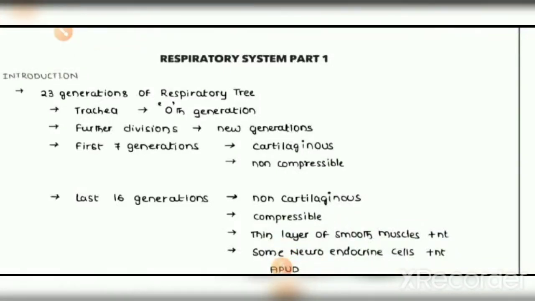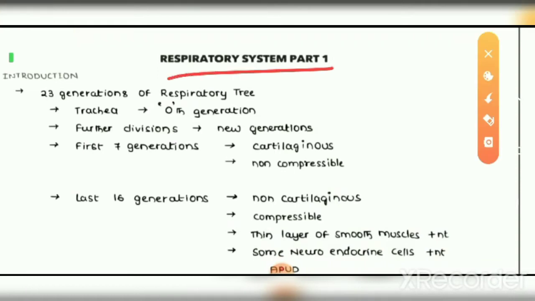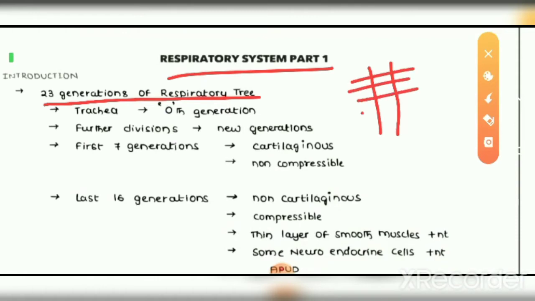So hey guys, let's talk about the introduction of the respiratory system. There are 23 generations of the respiratory tree. The respiratory tree is like this. There are many generations, and then there come the lungs, two lungs.